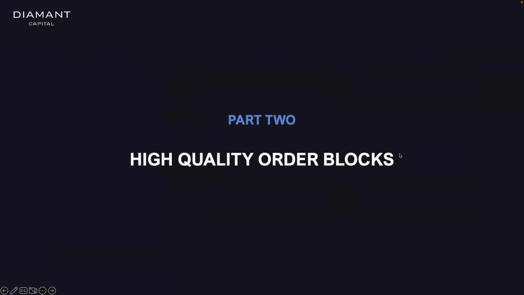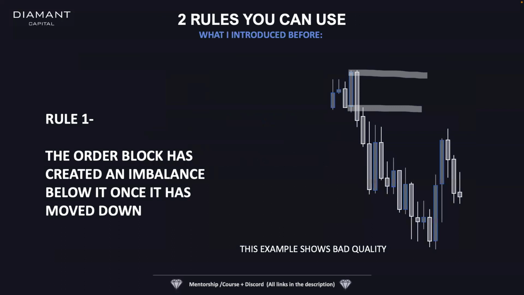Now, there's a few steps in this, but I'm going to be going through two main rules that I always stick to. The first one's this, rule number one. The order block has created an imbalance below it once it has moved down. Now, of course, vice versa as well. If we're moving in an uptrend, that order block has created an imbalance moving upwards. Now, this example over here shows a bad quality one. Now, why is that? Of course, as you can see, we've created this standard order block that pushes up, and it's the last push up before the down move.